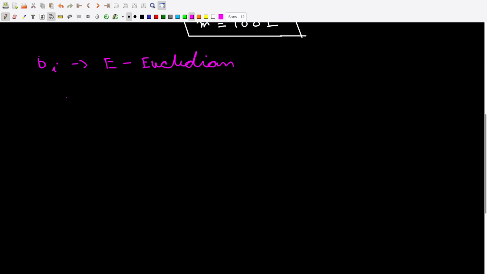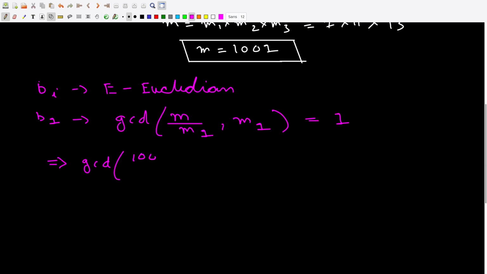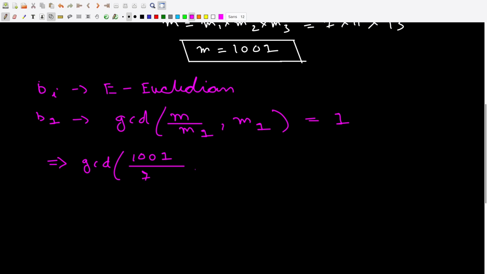So let us take a look. In order to find the value of b1, basically we want to find the GCD of M over m1 comma m1. And we know that the GCD of this is 1. Again, if you are confused why the GCD is 1, please refer to the video where we discussed the proof of the CRT theorem. Since we know the GCD of this is 1, let us plug in the values. So basically the GCD of M, which is 1001, remember this, and m1, which is 7, is 1.